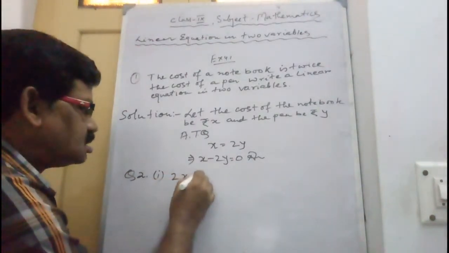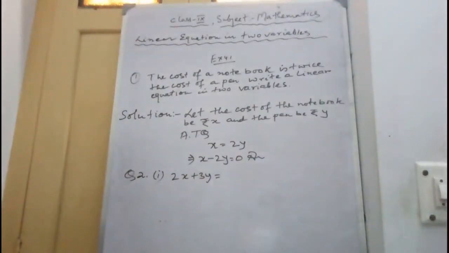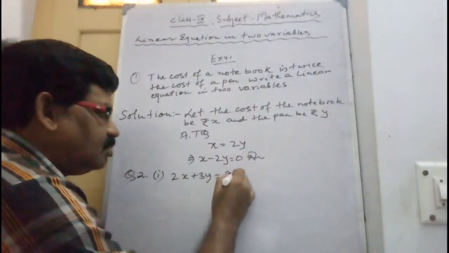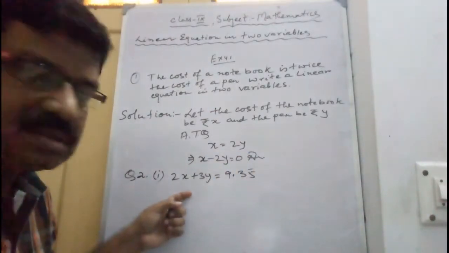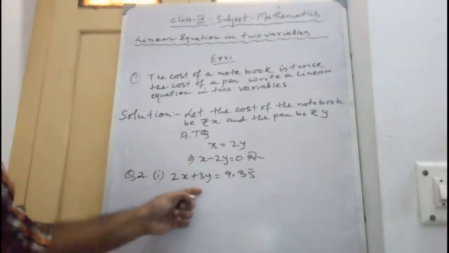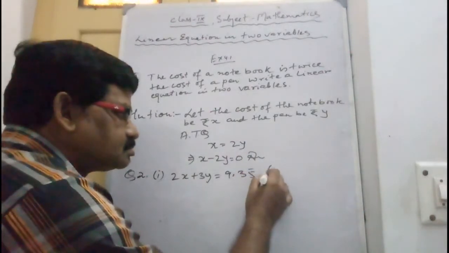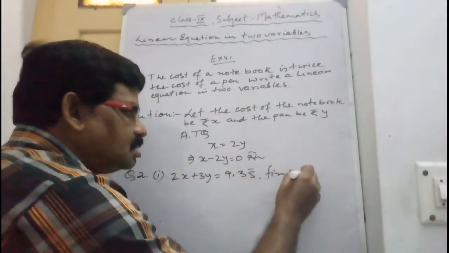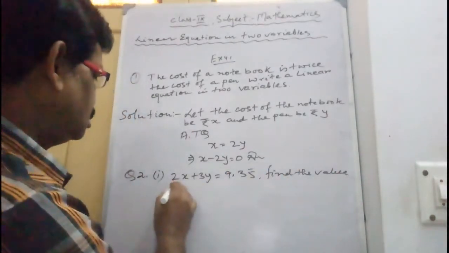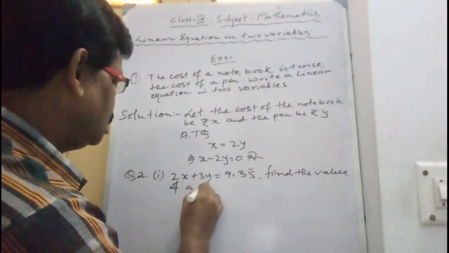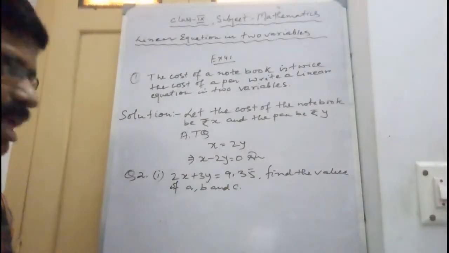2x plus 3y equal to 9.35. This linear equation is given. Now you have to find the value of a, b, c.